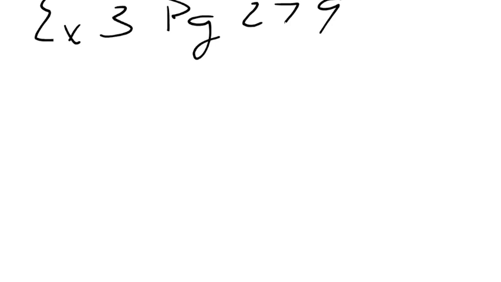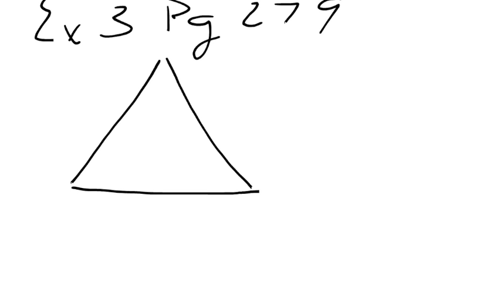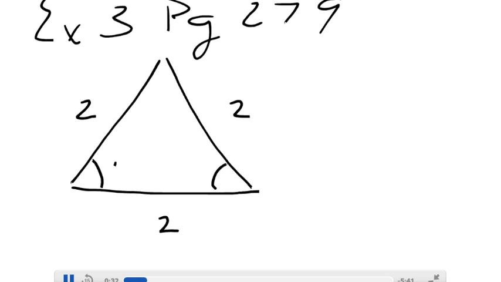Example 3, page 279, starts out with this lovely equilateral triangle. And for some magic reason, we decide we're going to pick the sides as 2. So we pick each of those sides of the triangle as 2. What are the angles of an equilateral triangle? 60s, 60s all around, because they have to be the same and they have to add up to 180. So that's the starting point for this example.